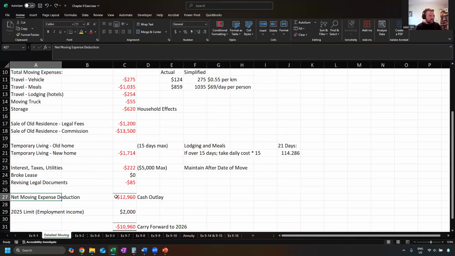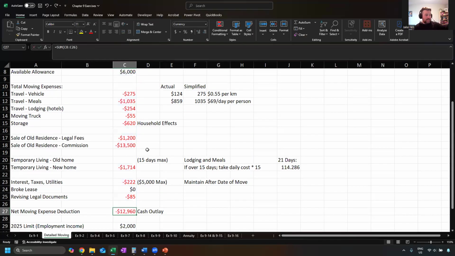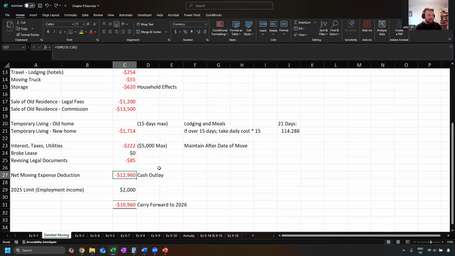So our net moving expense deduction was $12,960. That's all of our expenses minus that $6,000 allowance. So our excess cash outlay was $12,960. That's how much we were out. At the new job, we've only made $2,000. So $10,960, that much money will be available to us to deduct next year when we've had a chance to earn more income at the new job location.